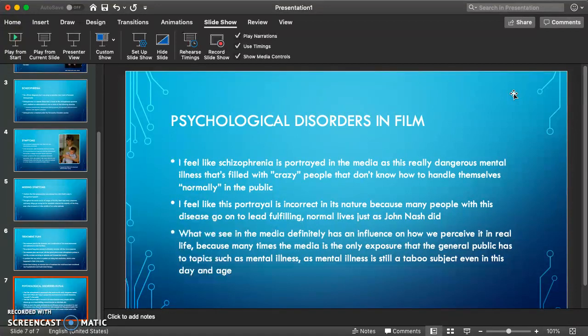What we see in the media definitely has an influence on how we perceive it in real life, because many times the media is the only exposure that the general public has. Mental illness is still a taboo subject, even in this day and age.